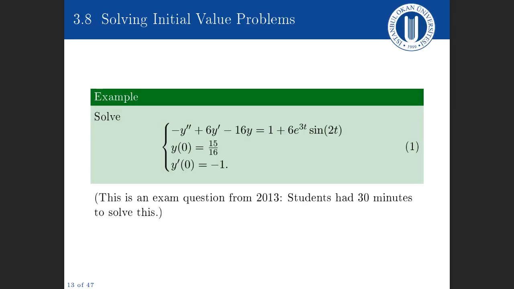Let's do another question. Solve minus y double prime plus 6y prime minus 16y is equal to 1 plus 6 e to the power 3t sine 2t with the initial conditions. Y of 0 is 15 over 16. Y prime of 0 is minus 1.